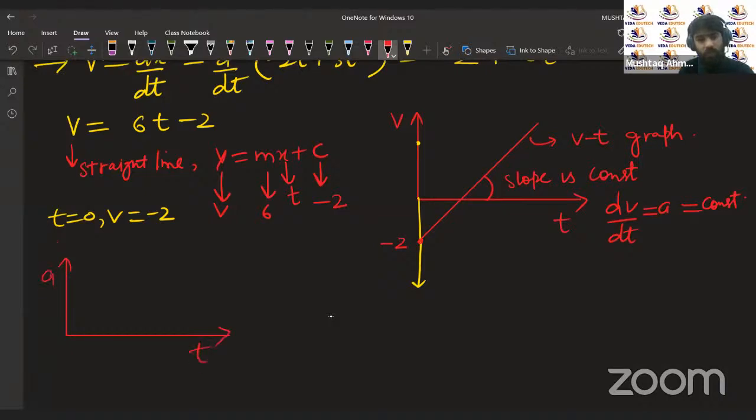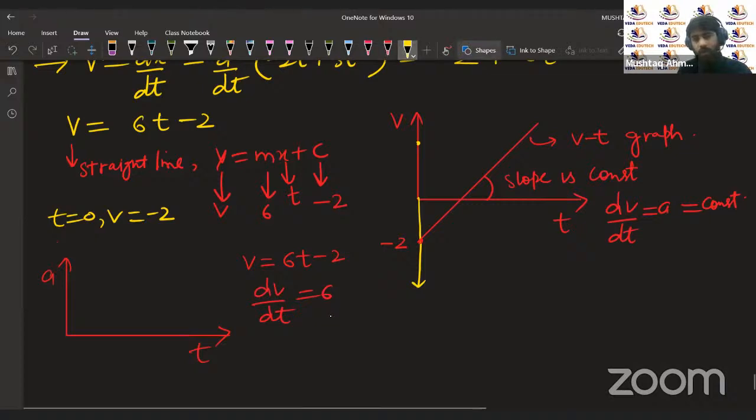We know the velocity comes out to be 6t minus 2. If we calculate the derivative dv over dt, that will be equal to 6. That's a positive acceleration, and it's a constant, so we can draw it like this. The value of this constant is 6, which means 6 meter per second square is the acceleration of this particle. So this is our acceleration time graph and this is our velocity time graph.